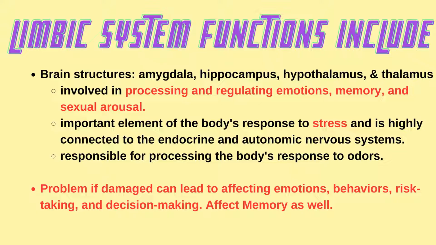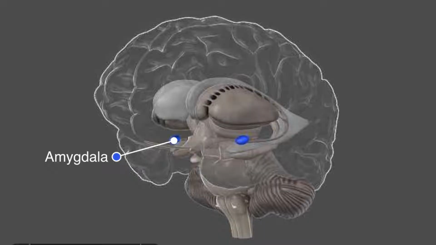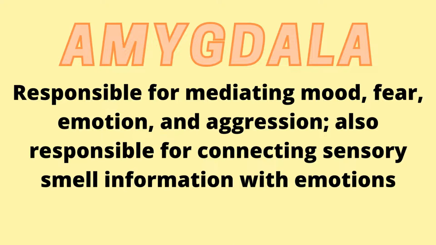If the limbic system is damaged, the problems that you would see in a person would be affecting their emotions, behaviors, risk taking, and decision making. And don't forget, it would also affect their memory as well. So, what is the function of the amygdala? Amygdala is responsible for mediating mood, fear, emotion, and aggression. It's also responsible for connecting sensory smell information with emotions.